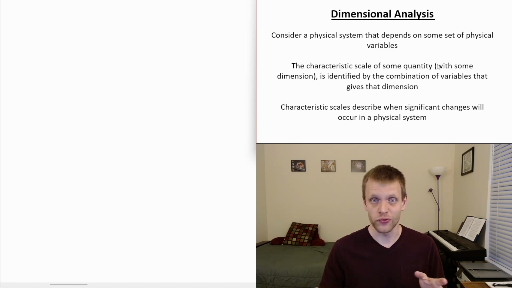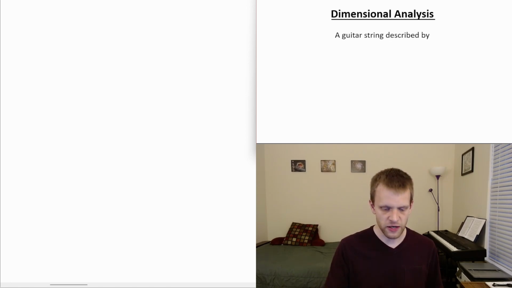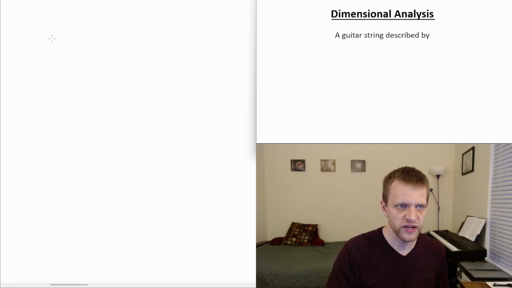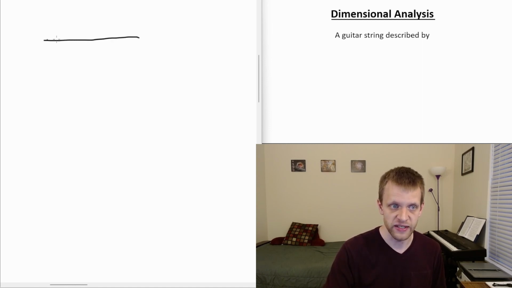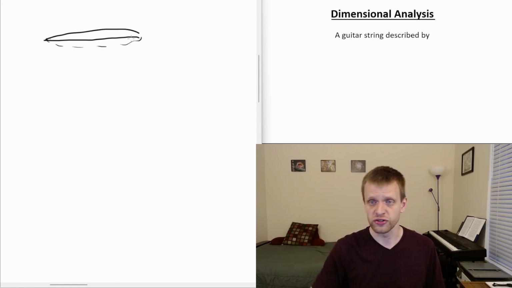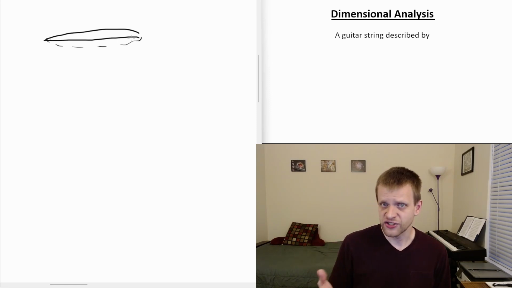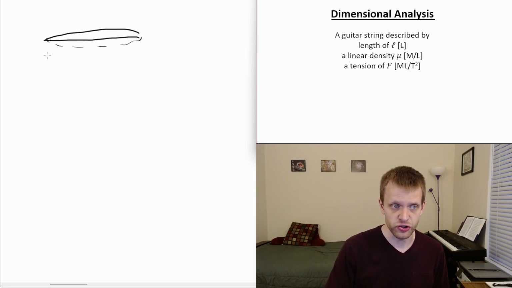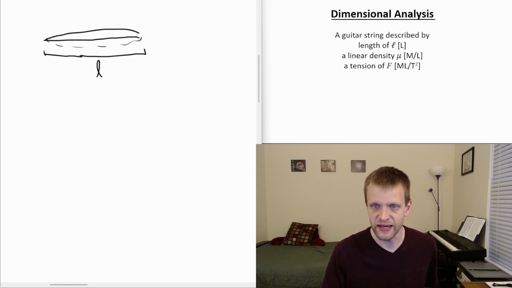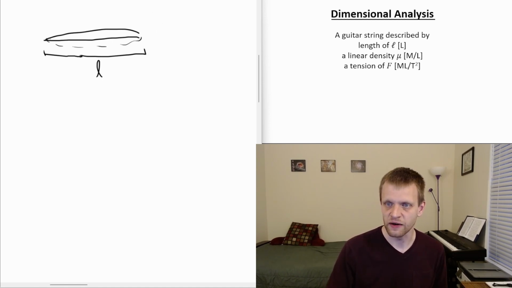So we're just going to go through a whole bunch of different examples, and let's start by thinking about a guitar string. So let's say I have a guitar string, and I can pluck this string to get it to vibrate in different ways. So maybe it's going to vibrate up and down. We want to ask, what might the motion of this guitar string depend on? Well, we can talk about the length of this guitar string. So how long is this guitar string? Call that script L.